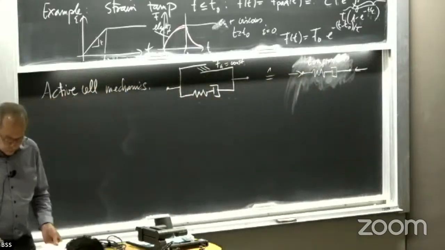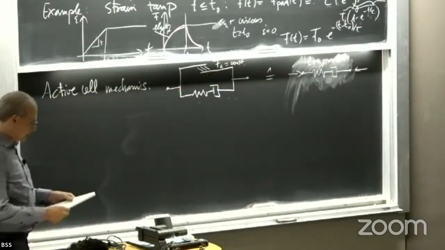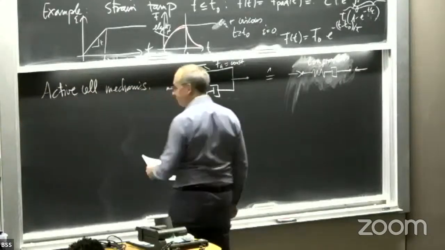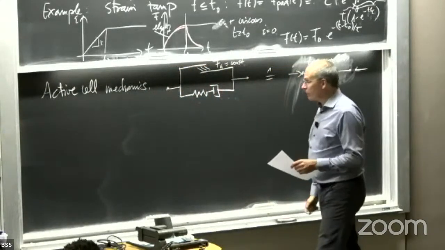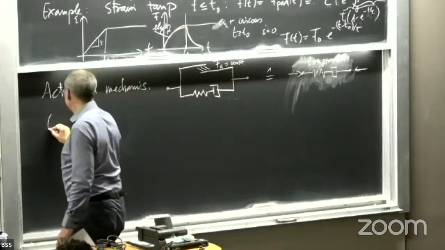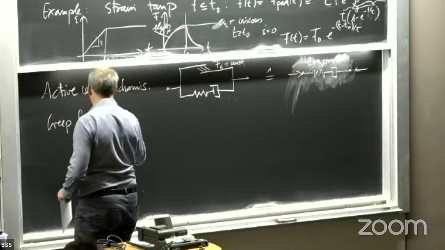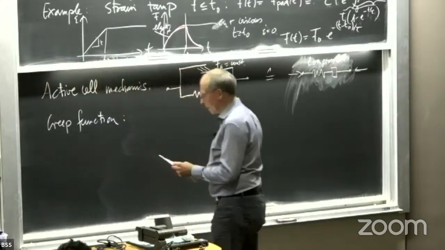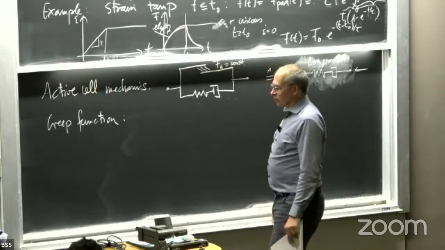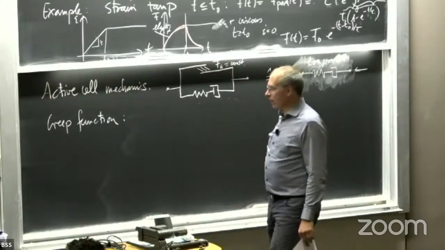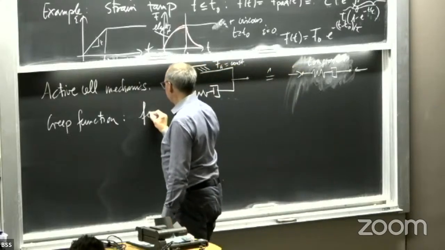Okay, so for completeness, and also because this question came, let me briefly discuss the creep function. So in the creep function, we fix the left-hand side. Okay, so what we do is we do a force jump.